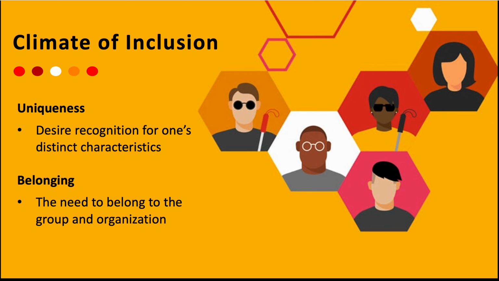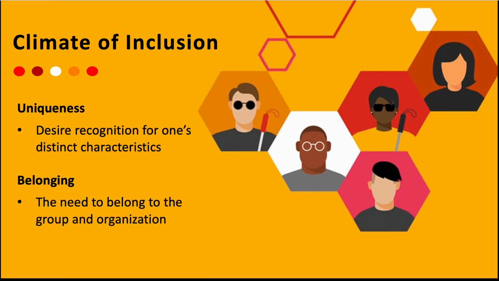So if we're trying to create this climate of inclusion, right, not just having a diverse workforce, but truly a climate of inclusion, there are two factors, two components. And the first is uniqueness, and the second is belonging. So uniqueness is this recognition that individuals bring unique perspectives, unique backgrounds, that everyone really is different. And it's that uniqueness that makes them special and can contribute to the organization in differential ways.